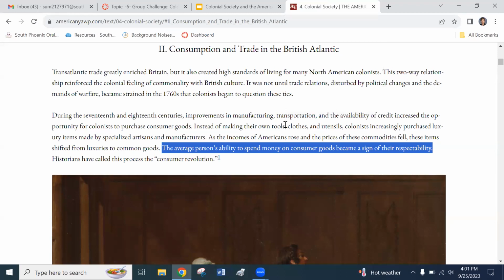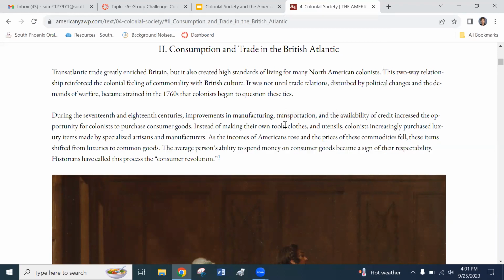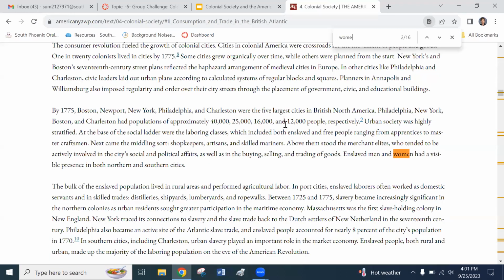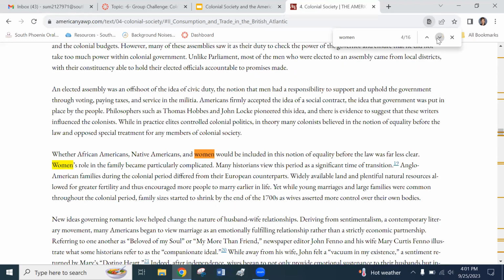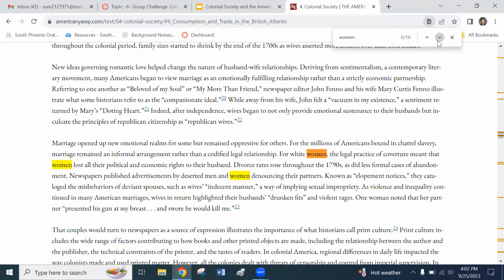Sweet. The other thing you could do if you were interested is keyword search women, right? That one has to do with Virginians and enslavement. Women could be included in this notion of equality. Women's role in the family was complicated. It was a time of transition. So if I was really interested in looking specifically at women and their roles, maybe this is what I would focus on. But what if I want to know about women in consumption?